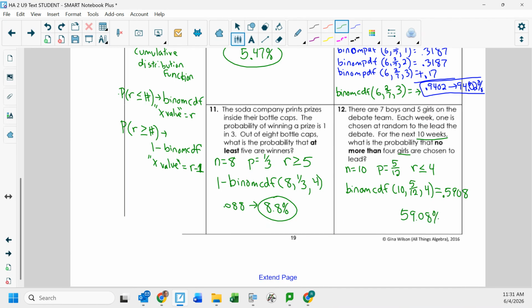So hopefully you can see how using a binomial CDF is definitely helpful and a shortcut as opposed to doing multiple binomial PDFs.